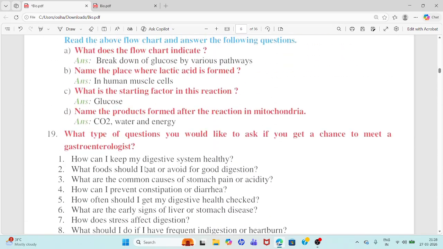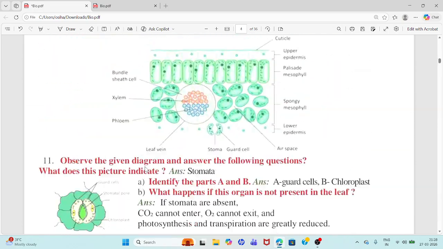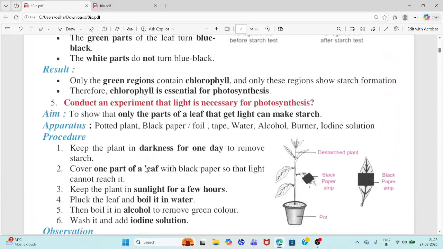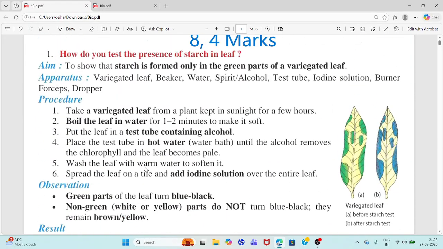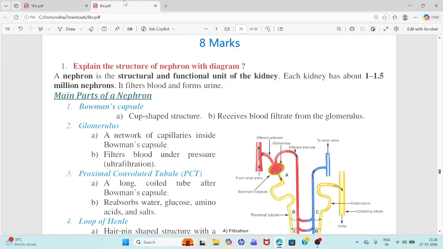These questions we have covered in this video. So now I'm going to provide you a few questions: 8 marks, 4 marks, 2 marks, and 1 mark questions. See, this is also from the first lesson. 8 mark questions. First question.